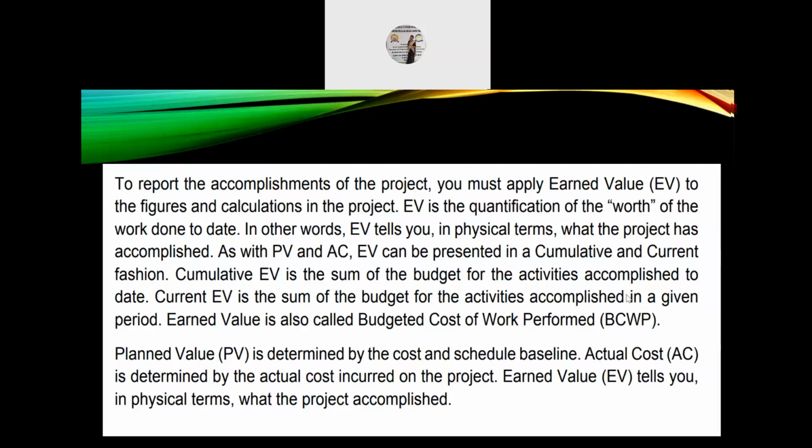Cumulative earned value is the sum of the budget for the activities accomplished up to date. So current EV, that is current earned value, is the sum of the budget for the activities accomplished in a given period. Earned value is also called budgeted cost of work performed, which is BCWP. Next, planned value PV is determined by the cost and schedule baseline. Actual cost AC is determined by the actual cost incurred or spent on the project. So earned value EV tells us in physical terms what the project accomplishes.